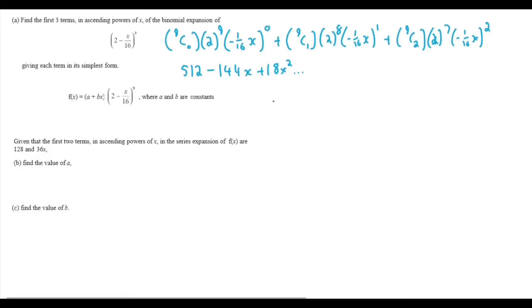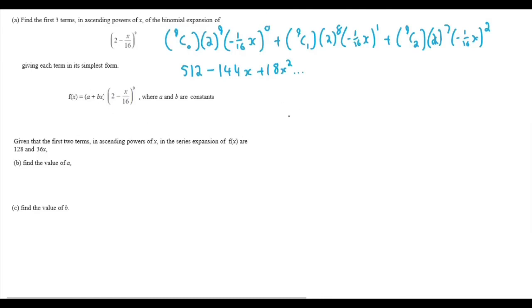Now that we have this, we're saying that the function of x equals a plus bx times this bracket we had before to the power of 9, where a and b are constants. Given that the first 2 terms in the ascending powers of x in the series expansion of f(x) are 128 and 36x, find the value of a and find the value of b. So we know the first couple of terms of this expansion are this, but now this is being timesed by this other bracket here.